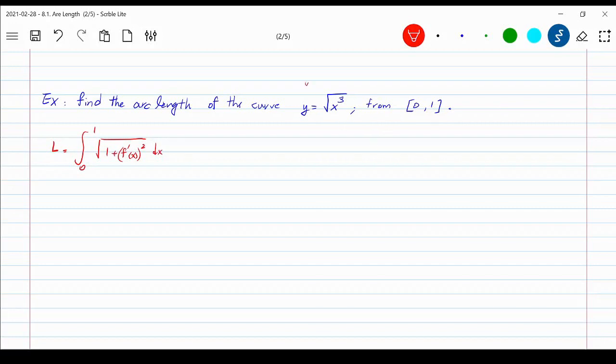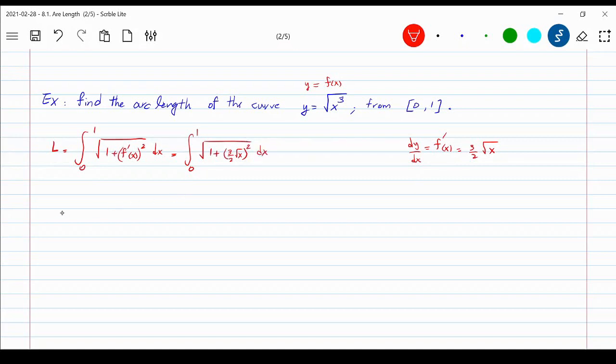So what do I need? I need to assume that this is y equal to f of x. We need to figure out first what is dy over dx, or f prime x. And f of x is x to the power 3/2, so the derivative would be 3/2 square root of x, or x to the power 1/2. So if I replace it in the integration, this becomes the integral from 0 to 1 of the square root of 1 plus (3/2 square root of x) squared dx.